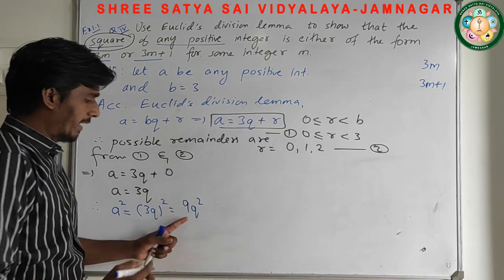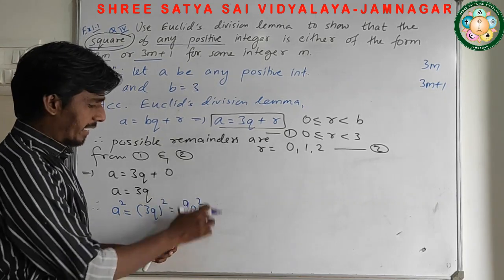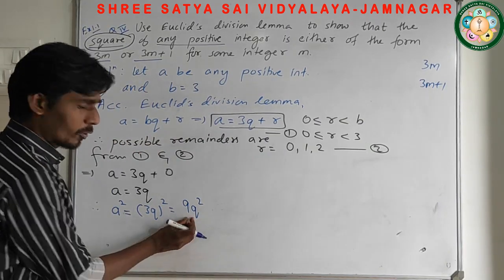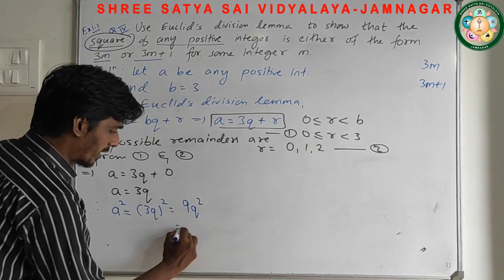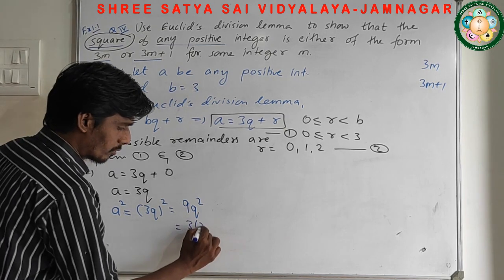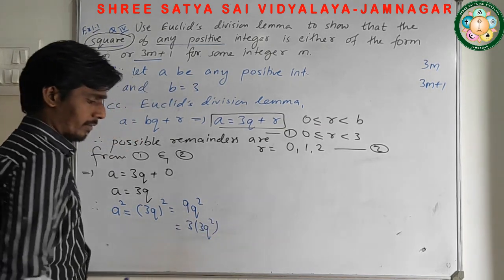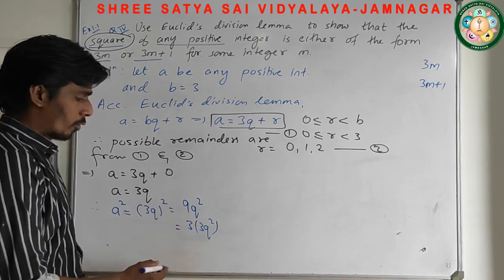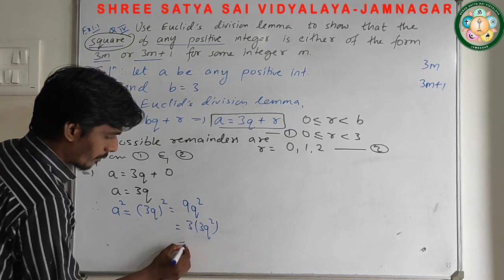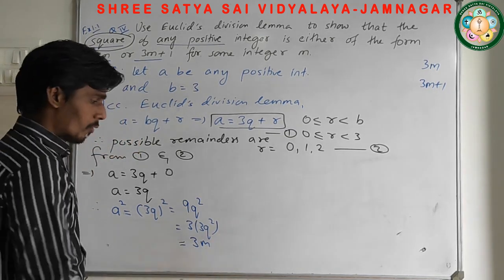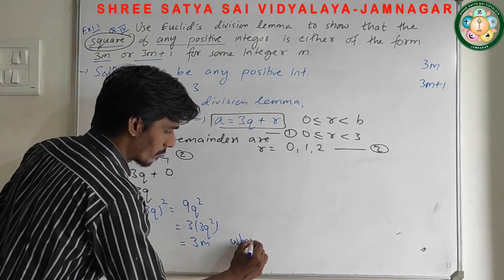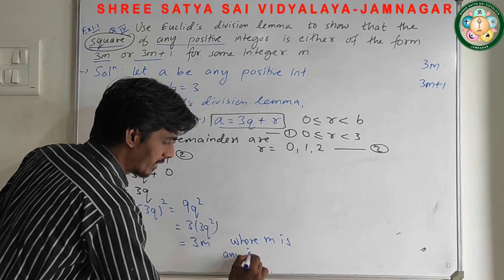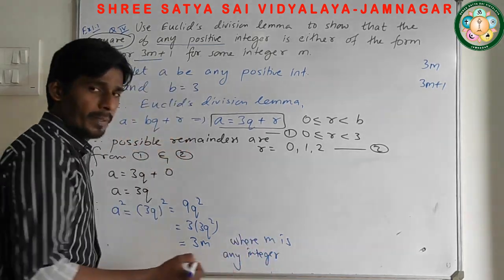So now anyhow this 3q square, इस टर्म को मुझे कैसे भी किस फॉर्म में लाना है? 3m के फॉर्म में लाना है. So what I'll do here? I'm going to split this 9. How I'm going to split this? It's 3 into 3q square. So it's 3 into 3, it's 9 only. So these both are same only. So instead of this 3q square, I'm going to write m, where m is any integer. m कोई भी integer हो सकता है.